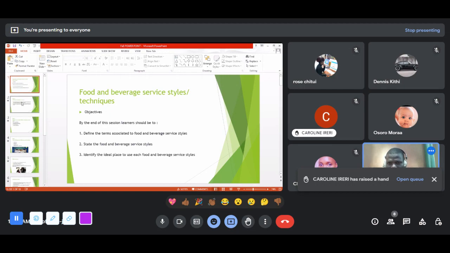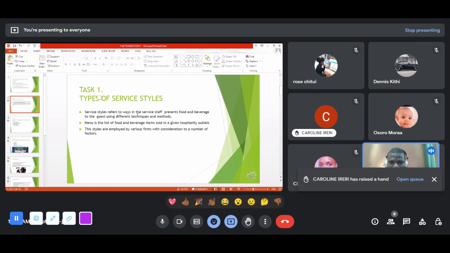So our first task is to look at some of the terms that are used when we are talking about food and beverage service styles. So, number one term is what your friend Carol has just defined, the definition of food and beverage service styles. From what she told us, it is methods used. And maybe what I can add is that this is a service style in which the service staff presents food and beverage to the guest. These are ways or methods used by the service staff to present food and beverage to guests using different techniques. So that is number one term.